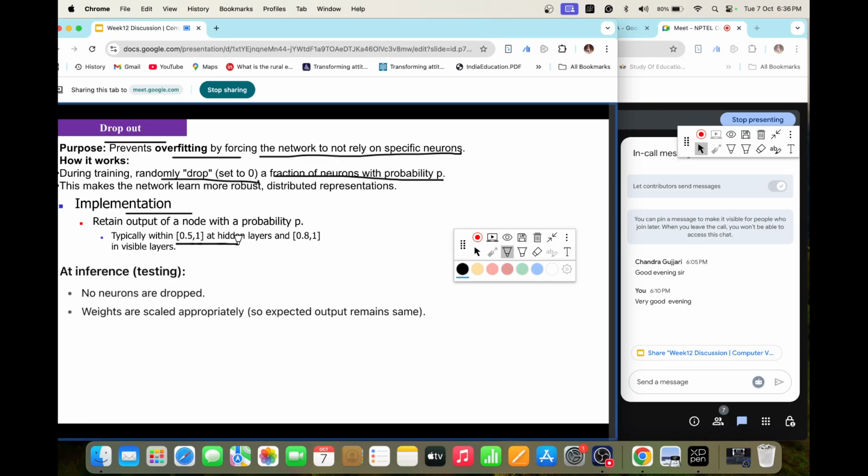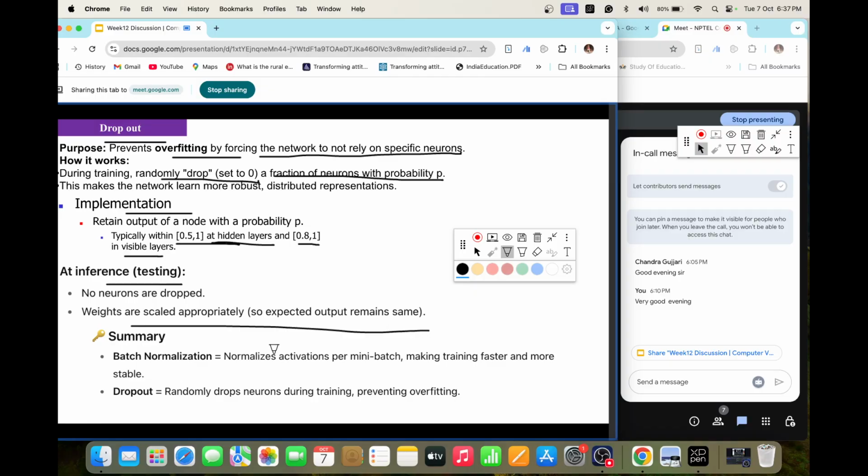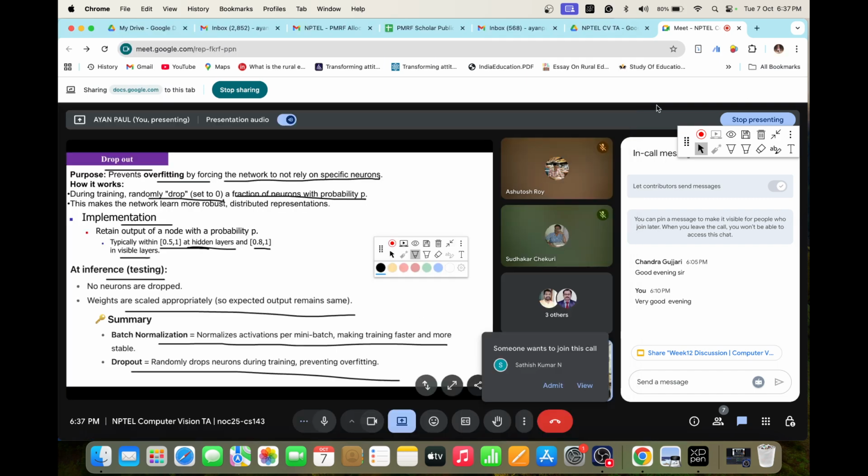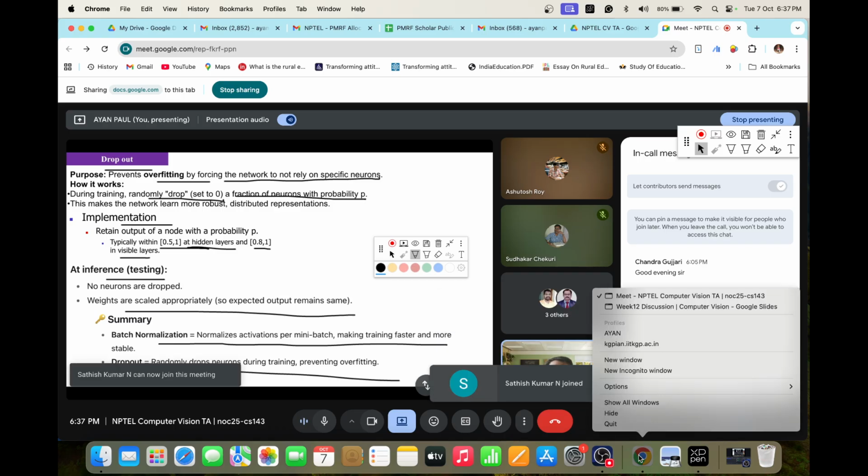Typically 0.5 at hidden layers and 0.8 to 1 in the visible layers, that is where we do the dropouts. At inference testing, no neurons are dropped, and weights are scaled appropriately, so the expected output remains the same. These are all theory, so I am not going into detail, but the summary is important. Batch normalization normalizes activations per mini batch, making training faster and more stable, and dropout randomly drops neurons during training to prevent overfitting or overbias. So this is the entire thing regarding this.